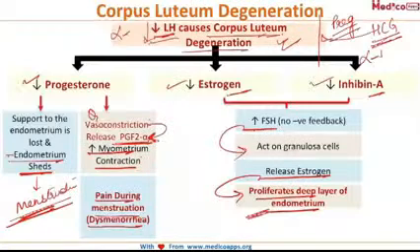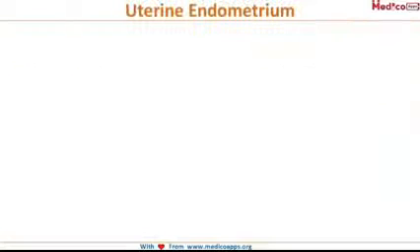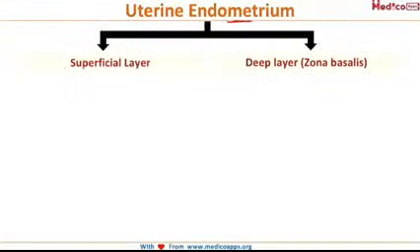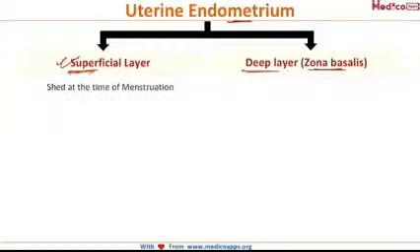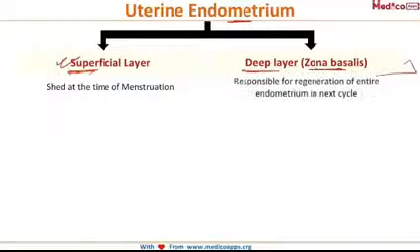Now, along with this ovarian cycle, I told you that the endometrial cycle continues. So let us see the endometrial cycle separately. Now, before moving on to the endometrial cycle, I'll just remind you that this endometrium contains a superficial layer and a deep layer, the zona basalis. And during menses, it is only the superficial layer that is shed. The deep layer of the endometrium remains as such, and the regeneration of the endometrium occurs from this deep layer.